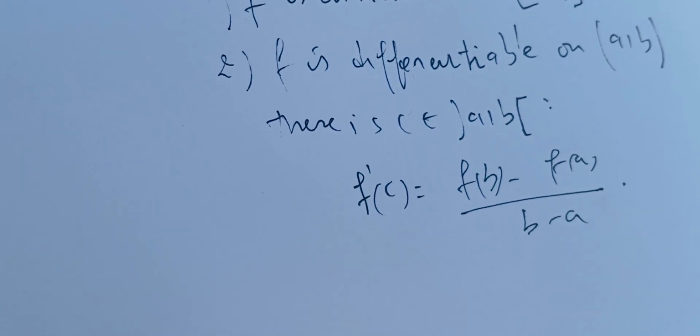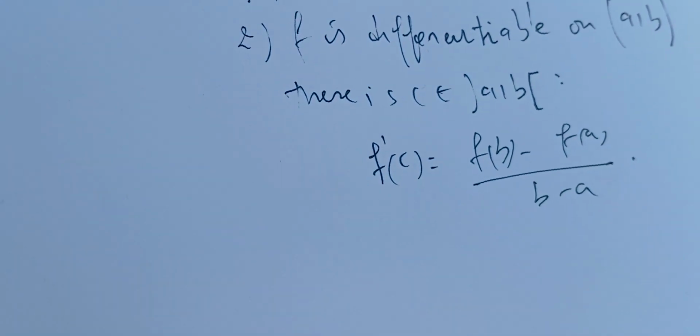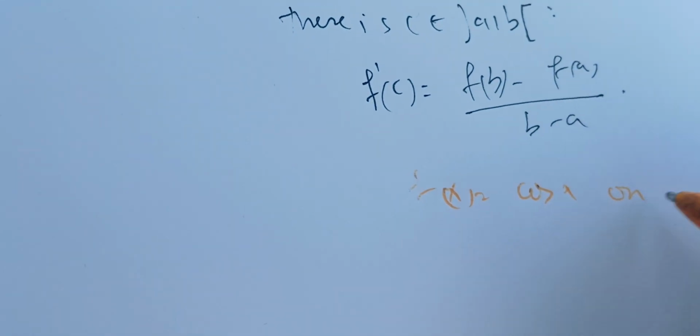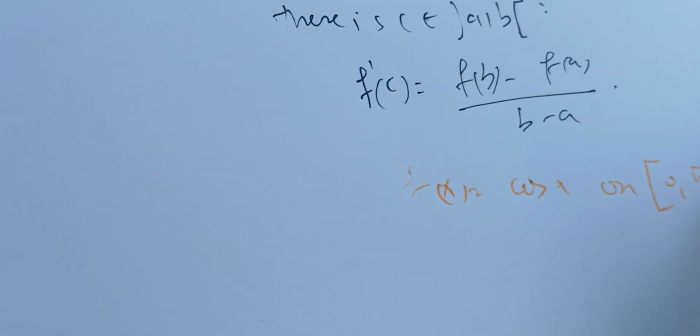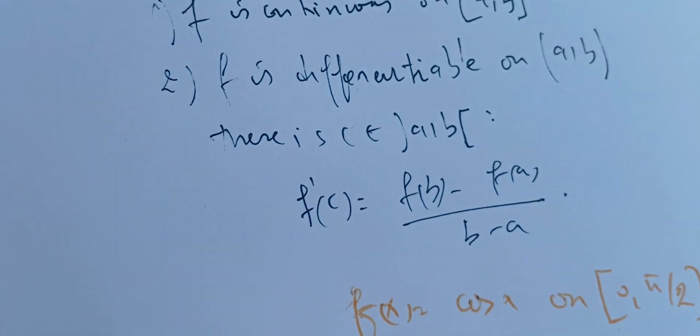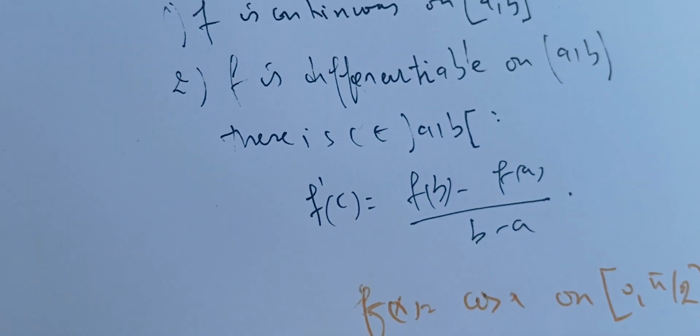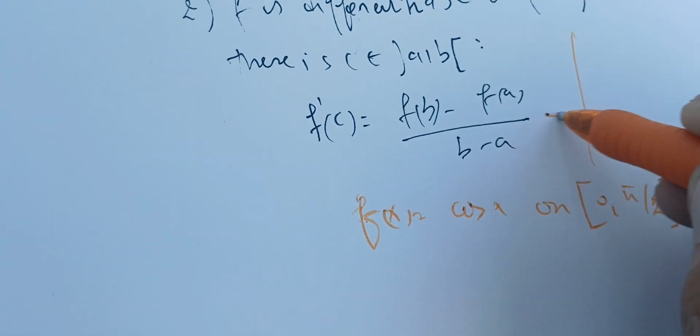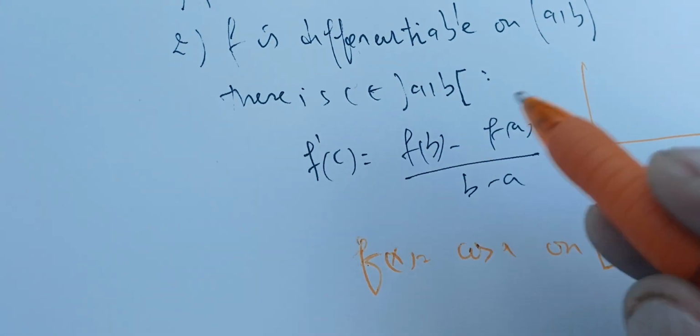Now we're going to apply it to the function f of x equals cosine of x on [0, pi over 2]. But before we do that, we will see what we mean by this c here.